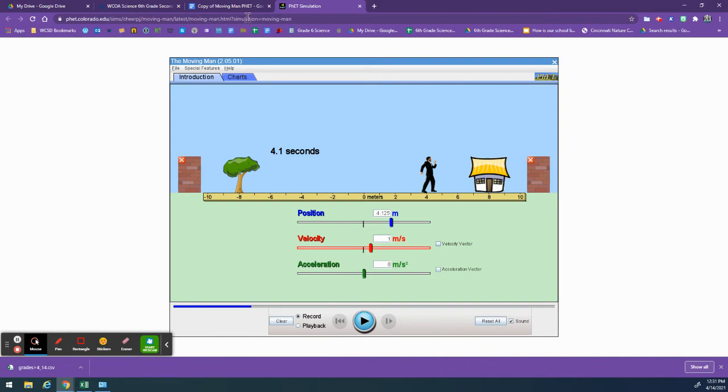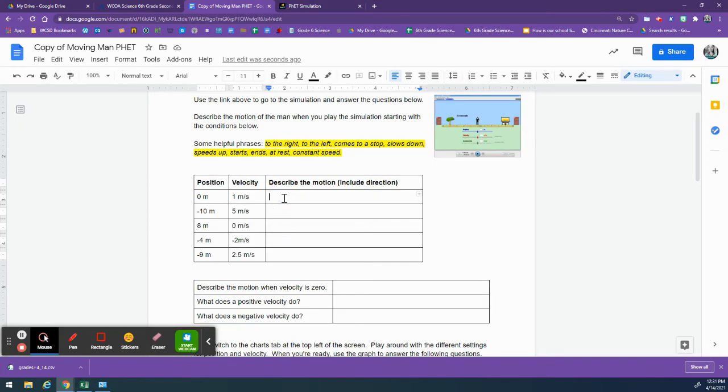Okay, so I can pause that. And if I go back to the Google Doc, that's what I want to type. So I want to type constant speed to the right and slow. There.